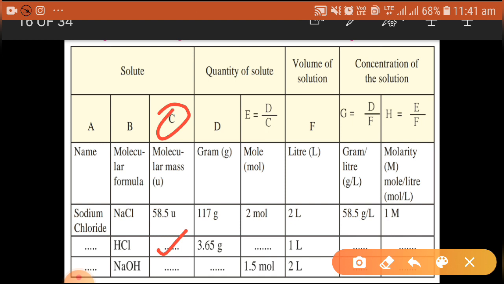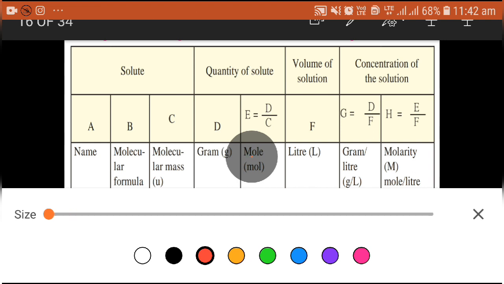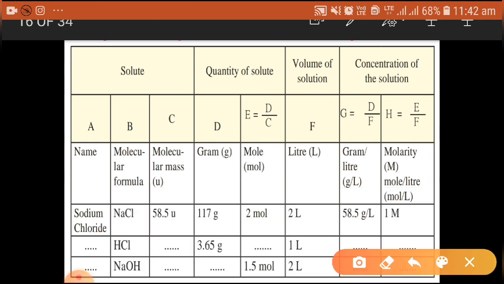Now D, gram. Gram is already given as 3.65. The number of moles of solute will be calculated by D upon C, that is 3.65 divided by 36.5. So here D upon C will be 3.65 divided by 36.5. Here you will get the answer as 0.1 mole.